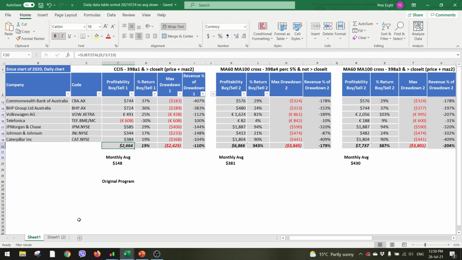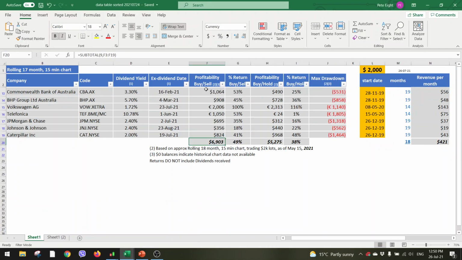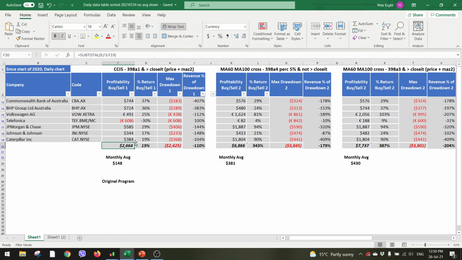Now, I won't go into each of these in detail. I'm just going to demonstrate on the Commonwealth Bank to keep this video a bit shorter than normal. So that's our normal strategy, but we've changed it from a CCI 100 to a CCI 5 for the daily. And just to compare that with the 15-minute chart, this is the result of the 15-minute chart. We're using $2,000 investment amounts. You can see there, $1,064 over the same period, approximately. For all these stocks on the 15-minute chart, it's generated just under $7,000. But for the daily chart, it's generated $2,600 using the CCI 5.